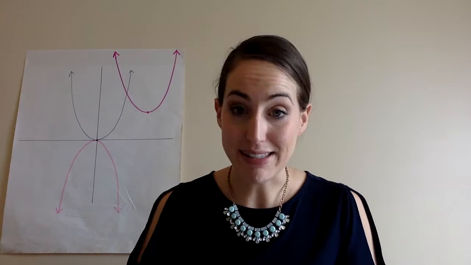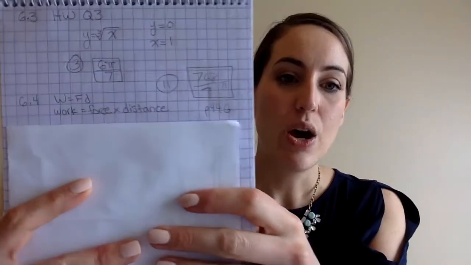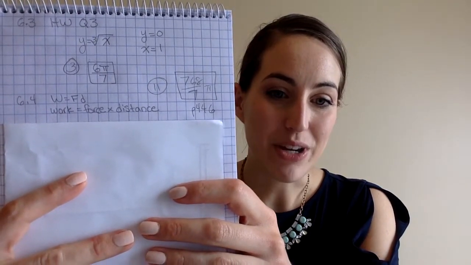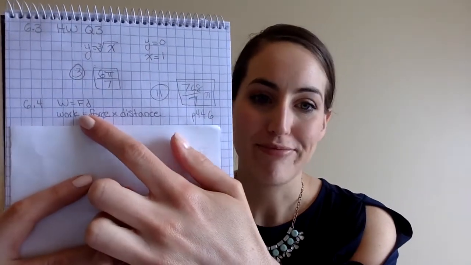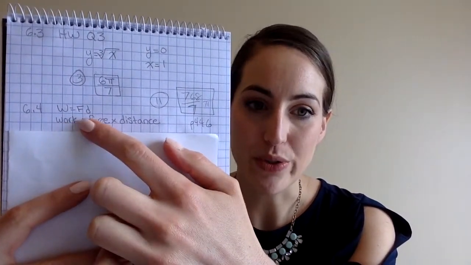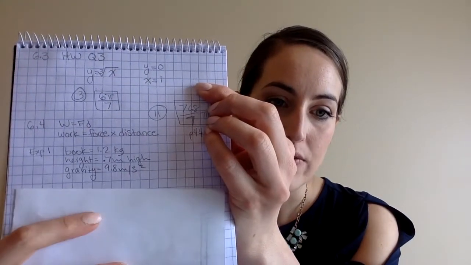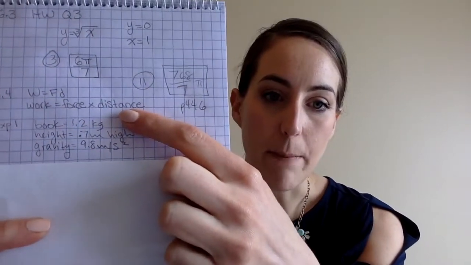So the lesson, open up your books to page 446. We are doing work. And I want you to think of physics work. So we know back from Physics 101, we got work equals force times distance. Force times distance there.